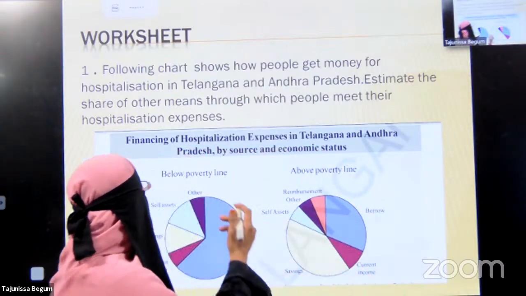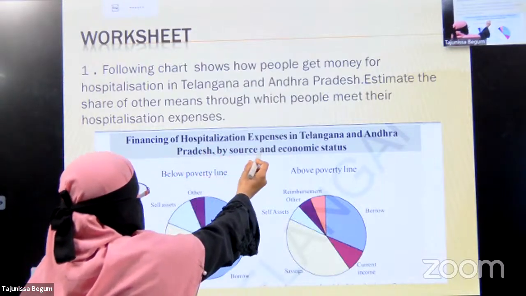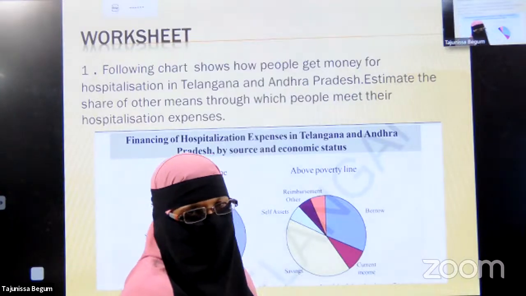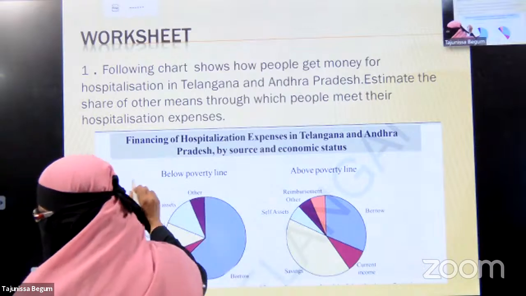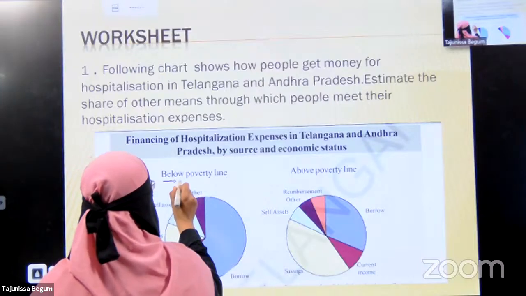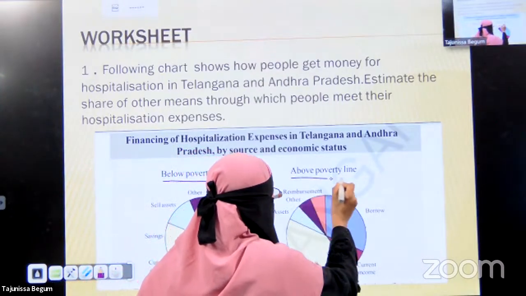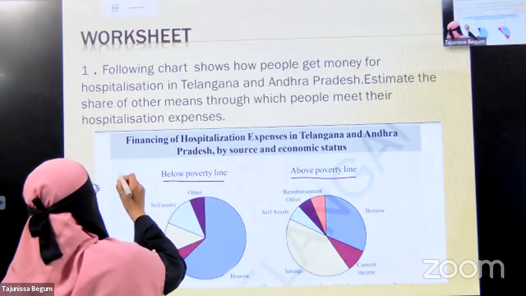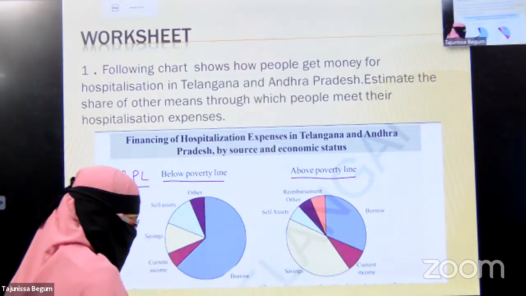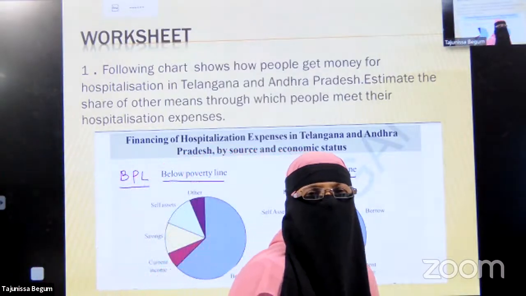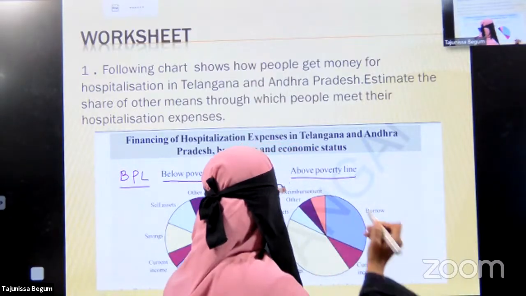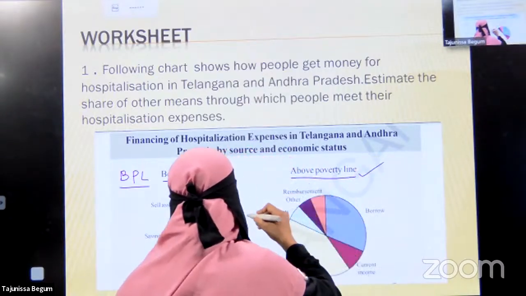Yes, we'll see here: financing of hospitalization expenses in Telangana and Andhra Pradesh by source and economic status. How the people are financing for the hospitals, we'll see. This is below poverty line, and this is above poverty line. Below poverty line means BPL. The people are poor. Poverty means poor; their income is less, the standard of living is less. They are not able to earn more income. Then above poverty line, we'll see about this group of people, and here about this group.